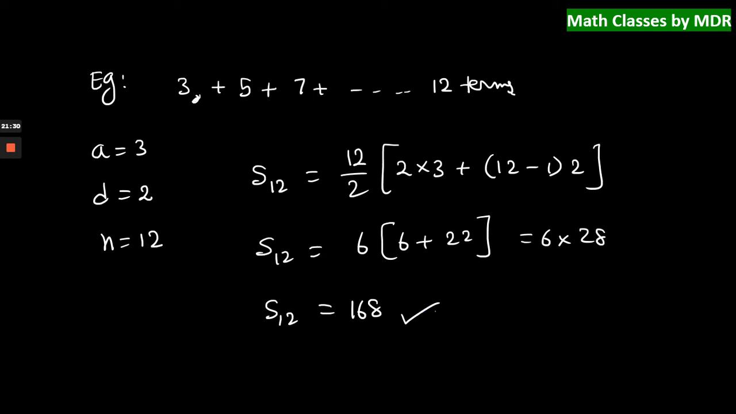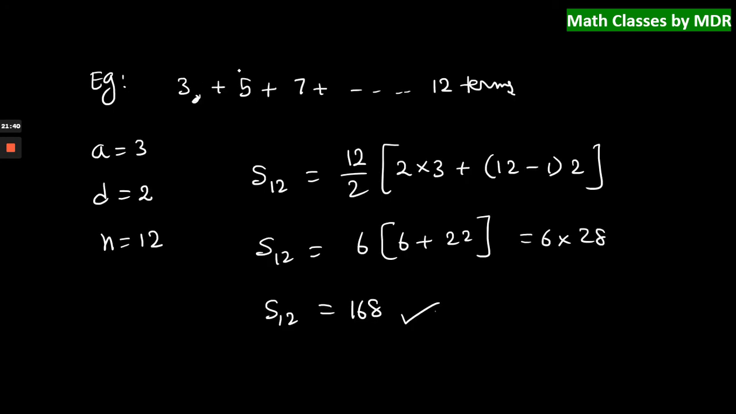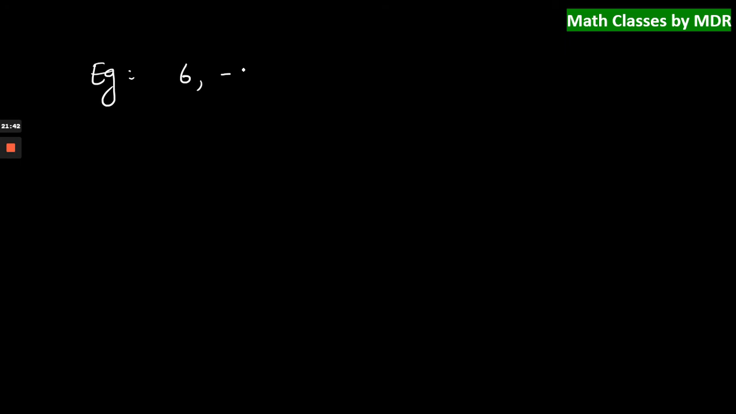What if d is negative? The common difference is negative. Let us take one more example. Let's say we have something like 6, and then plus 3 first, and then 3 minus 3 is 0, minus 3, and so on. Let us say 11 terms in the sequence, up to 11 terms, right?